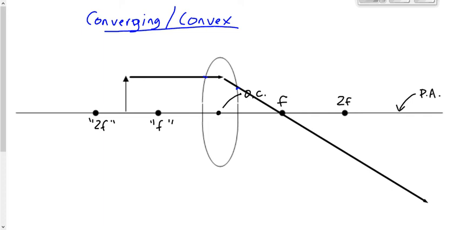Where does that second ray go? From the top of the object where? To where?